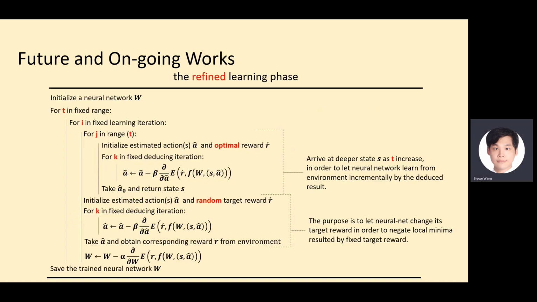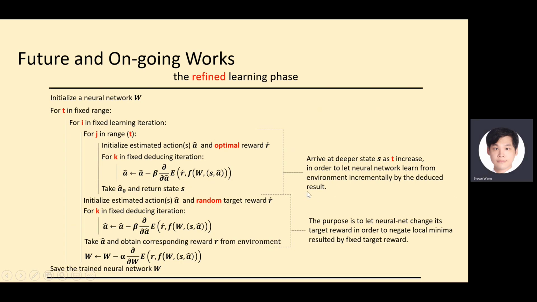This is the pseudocode for the refined learning phase. As we can see, in this scenario, the neural network does not learn from the environment stochastically. Rather, it learns from the environment incrementally. First, the neural network arrives at a deeper state as time increases, in order to learn from the environment incrementally by the deduced result.